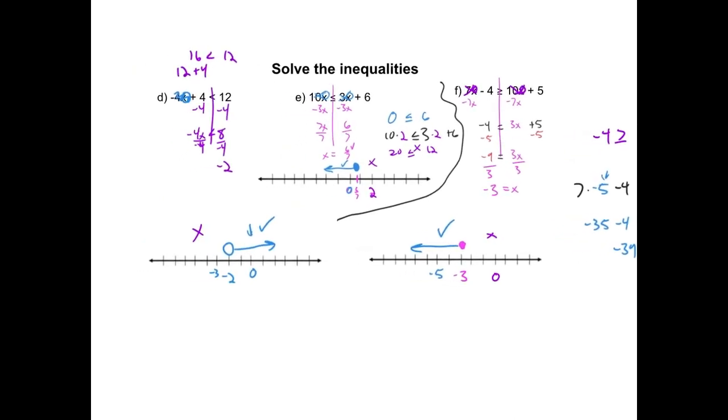So if you have questions about this, definitely feel free to try a few more of these, but the summary is this. The summary is just solve like it's a normal equation. Solve normally, aka like an equal sign. That'll get you your boundary point. So that gets you the boundary point.